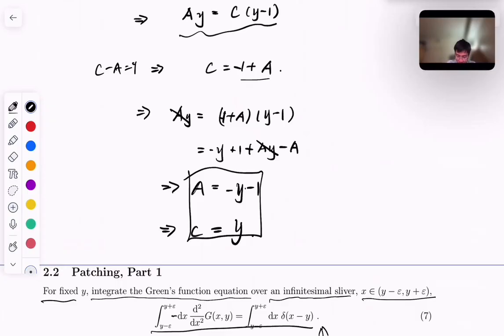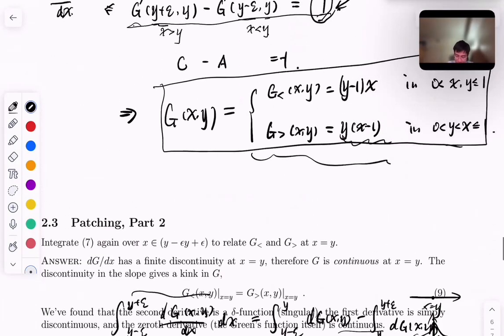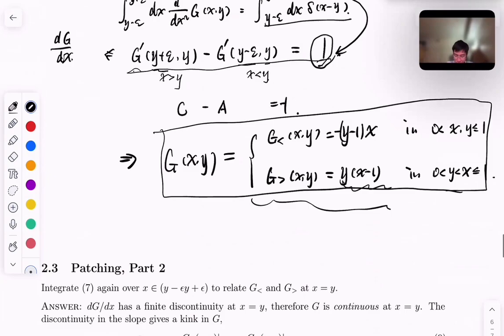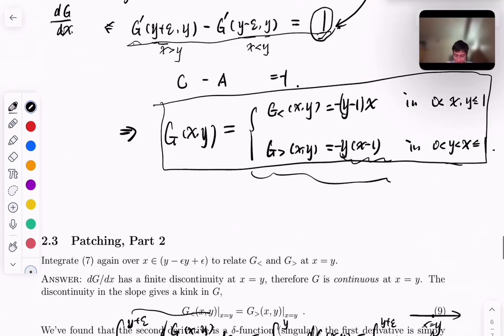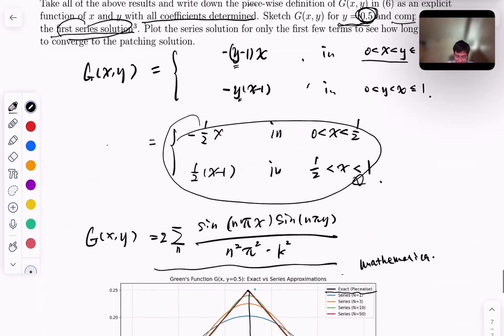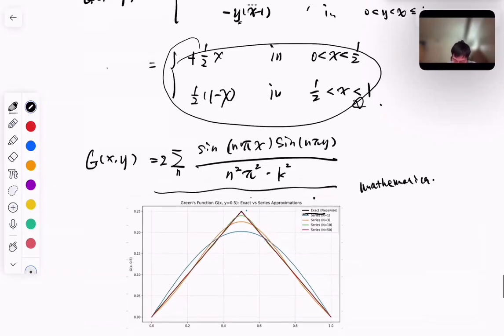That is a equals minus y plus y, and c equals minus y. So here is minus, minus, and this is plus, and this is minus. So this is 1 minus x, and we can see the exact solution is the black line.